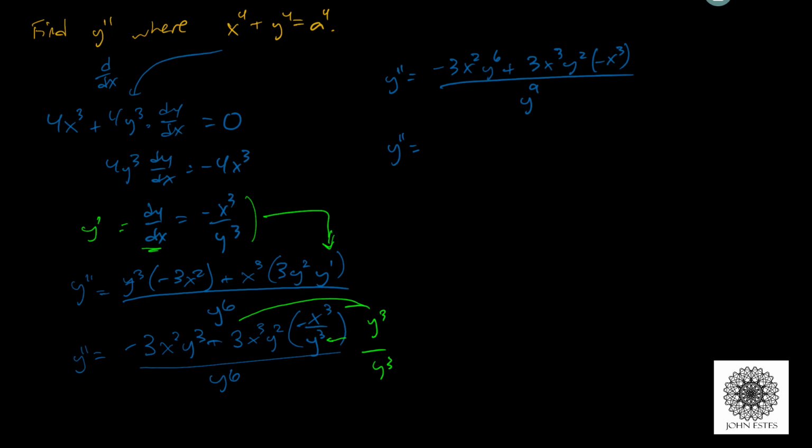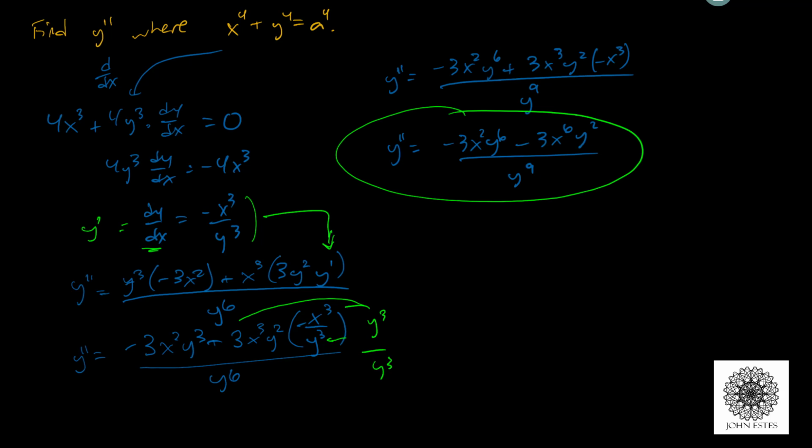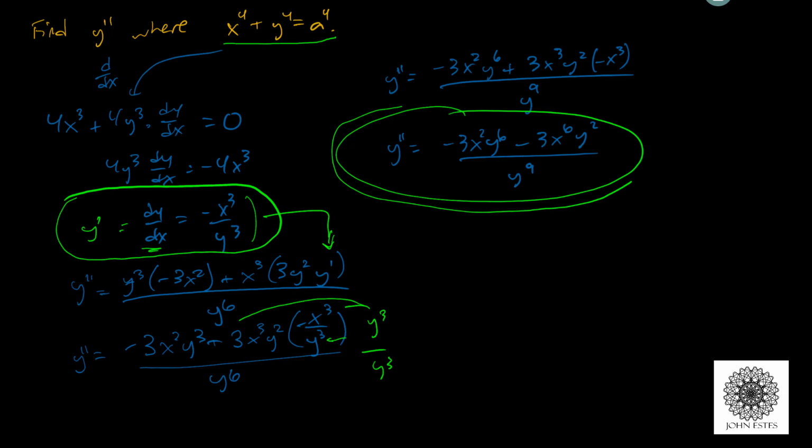And then y to the sixth times y cubed, you add the exponents, you get y to the ninth. So finally, just cleaning this up, you get negative 3x squared y to the sixth minus 3x to the sixth y squared over y to the ninth power. And there it is. There's my second derivative. So now if I have a position function based off this, then I know that I can find the velocity based off this expression for any y and x, and I can find the acceleration based off what we just found, the y double prime, for any y and x.